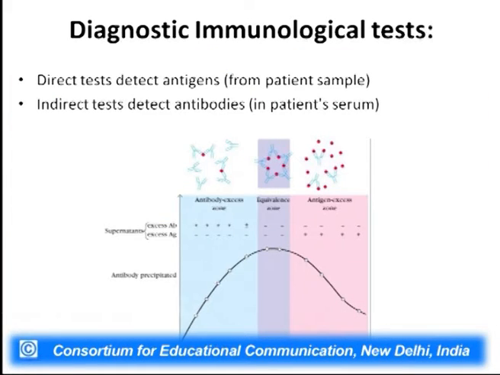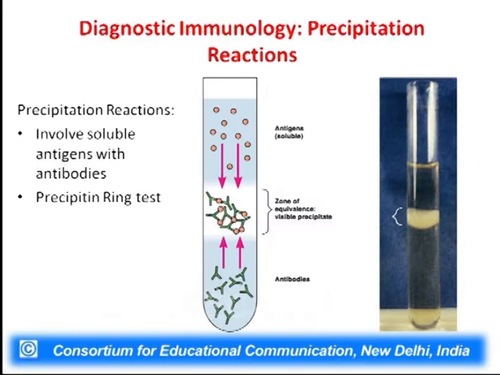So what is the basis of this diagnostic method? It is a direct test. That means I can test the antigen directly from the sample, that means from the patient sample, or I can have an indirect test to detect antibodies in the patient's serum. That means what am I looking at? Excess of the antibody once it is precipitated. It is the same curve, but how I am applying it to a patient categorically tells me the lattice formation and the detection of the presence of antibody.